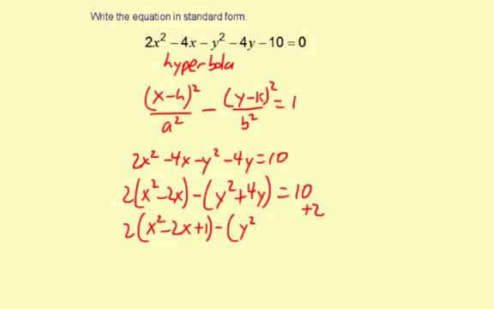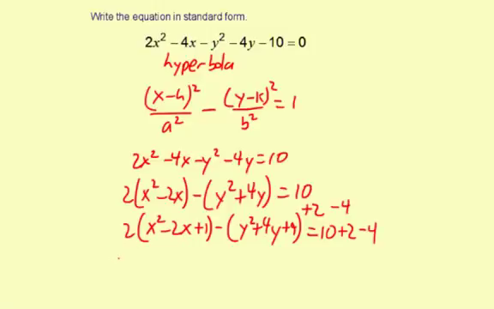And then y squared plus 4y. Divide 4 by 2, you get 2. 2 squared is 4, so plus 4. And then on this side, we're adding a negative 1 times 4, or minus 4. So this equation equals 10 plus 2 minus 4.